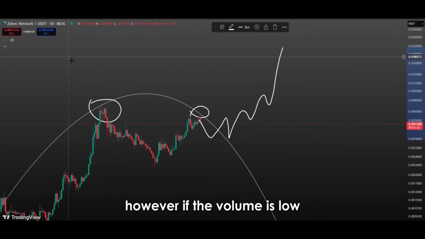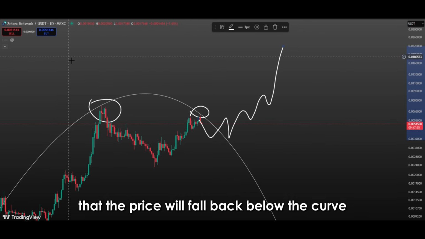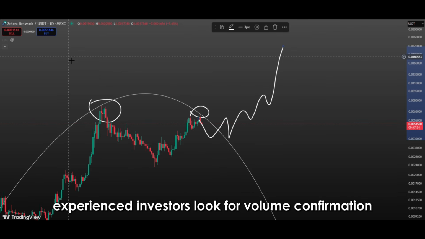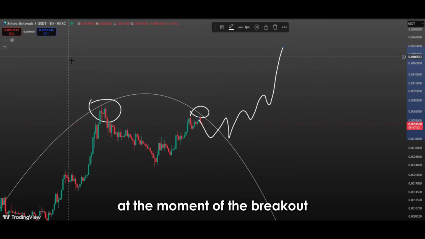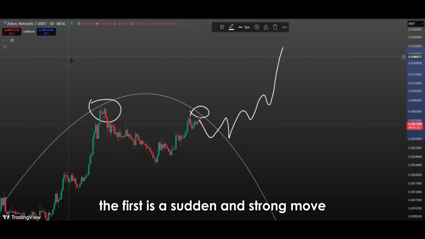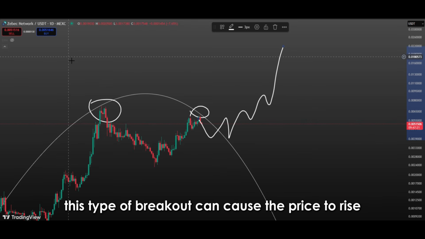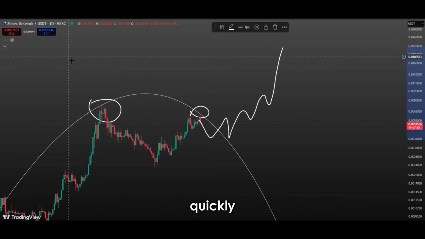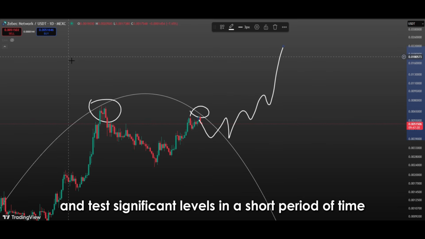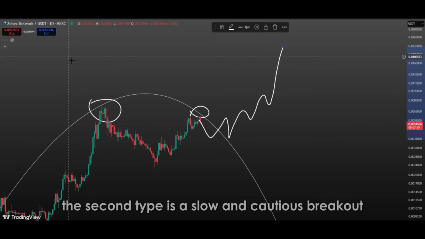However, if the volume is low, there is a risk that the price will fall back below the curve. For this reason, experienced investors look for volume confirmation at the moment of the breakout. The breakout of a descending curve can occur in two different ways. The first is a sudden and strong move, a kind of breakout explosion. This type of breakout can cause the price to rise quickly and test significant levels in a short period of time. The second type is a slow and cautious breakout.